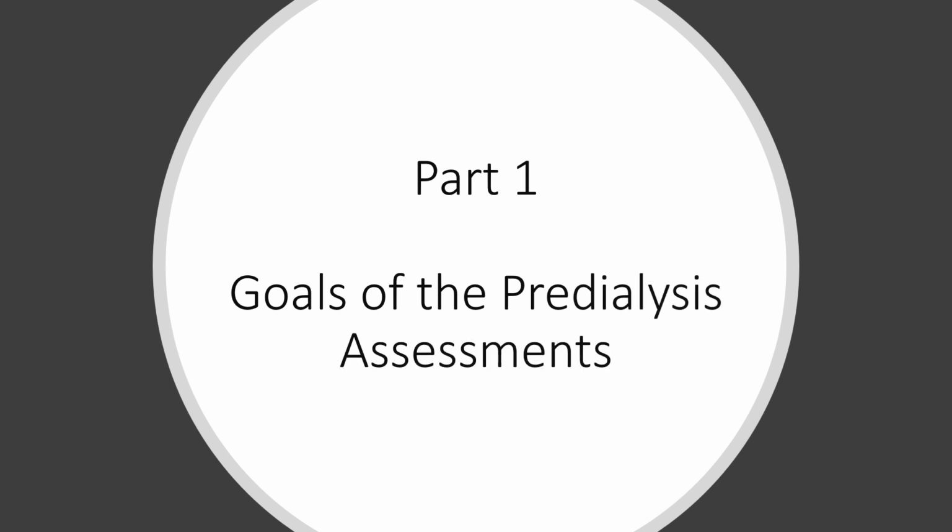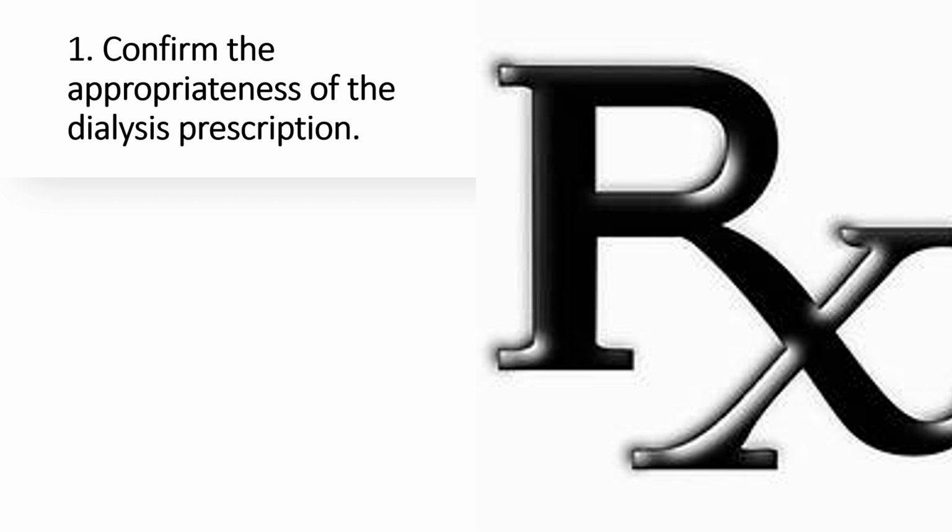There are 4 goals of the pre-dialysis assessment. Step 1, we want to confirm the appropriateness of the dialysis prescription. So, for example, if a patient has shortness of breath, he or she probably needs more fluid removal, even if they present at or below their dry weight.